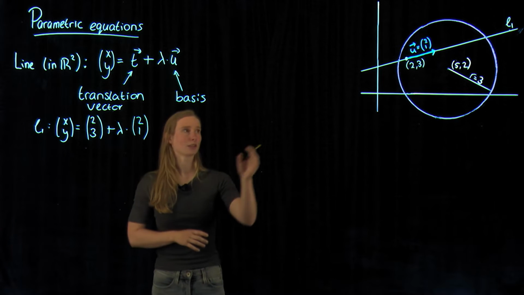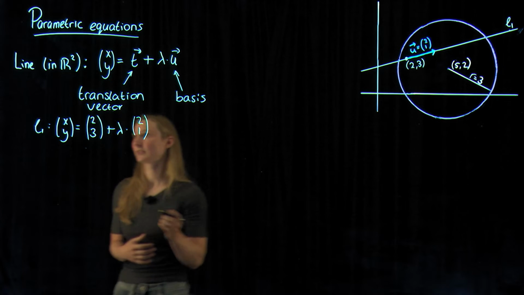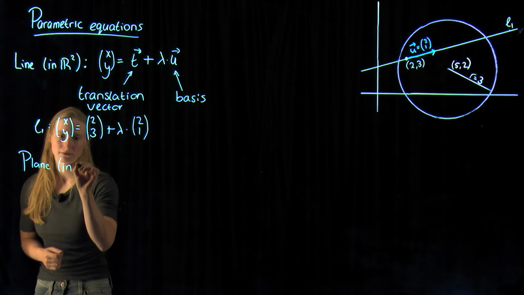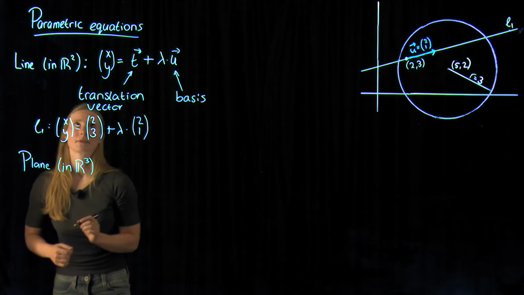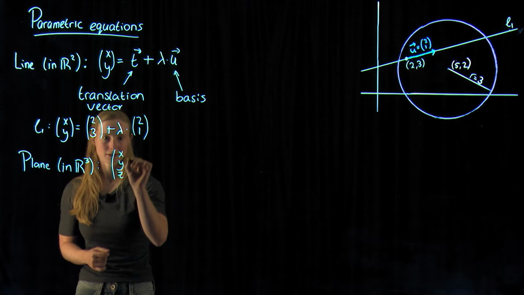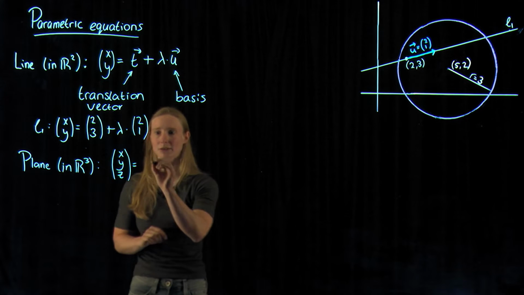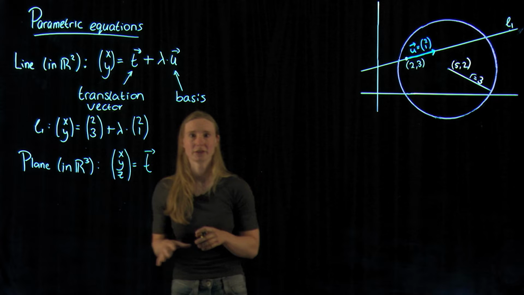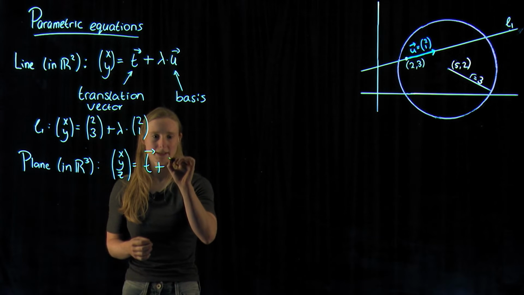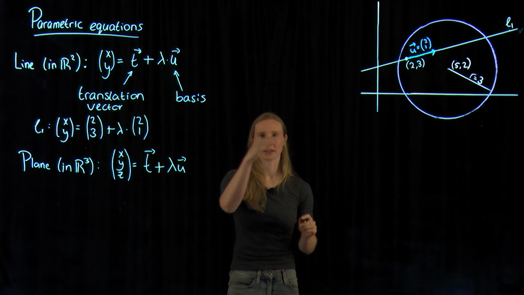So this can be generalized not only to lines, but let's say we want to describe a plane in a 3-dimensional space. So let's look at a plane in R3. So now we have 3 dimensions, so we get x, y, and z. And then we again have some translation vector, which is a vector to some point on the plane. And then we get the same as before. So now we have a line, but we do not only need a line, we need the entire plane.